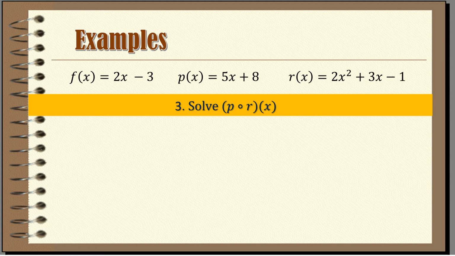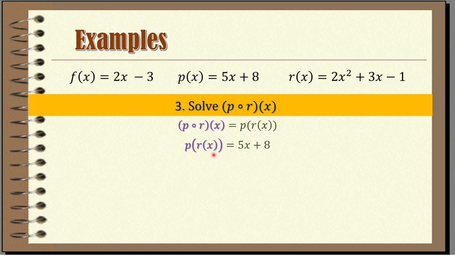Example number 3, solve for P circle R of x. So first thing to do is to define again the composition. We have to copy that, given that, equate that to P of R of x. Then right here on the left side of the next equation, since P is the first function on the left side, we are going to take its corresponding function value, which is 5x plus 8. So equals 5x plus 8.